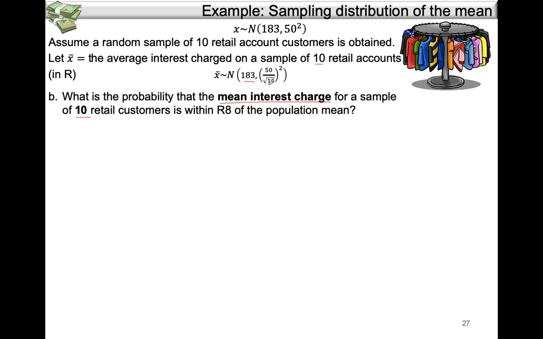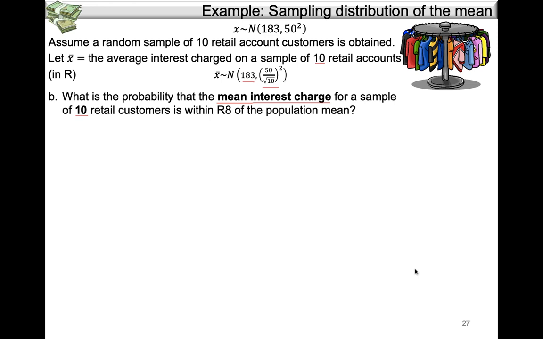So now going back to the question, we need to find the probability that x bar for a sample of 10 retail customers is within 8 rand of the population mean. So this tells us that x bar can be at most 8 units larger than the population mean or 8 units less than the population mean.